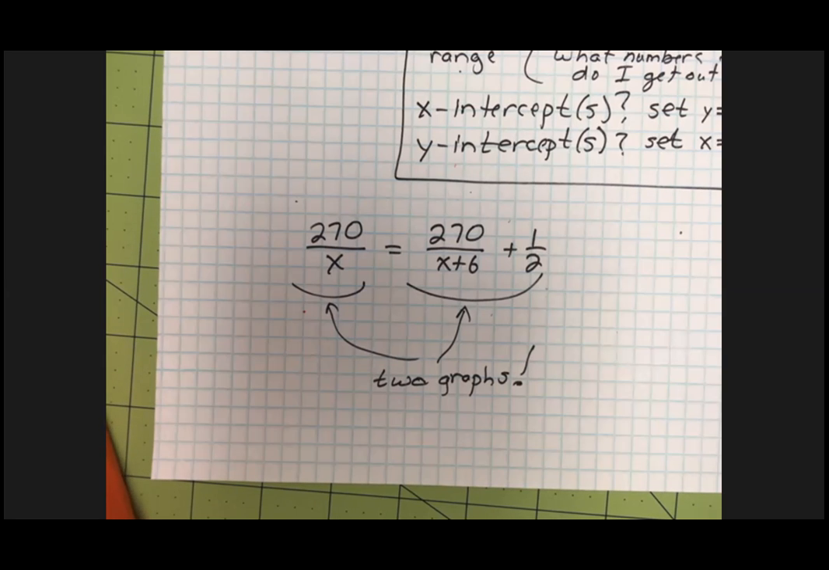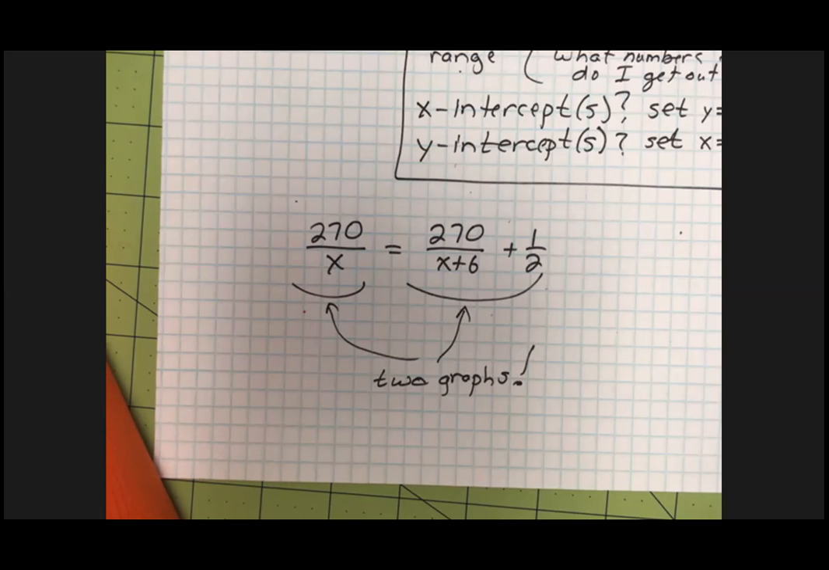Now let's draw the other one. 270 divided by x plus 6. Now 6 is such a small number compared to 270, but do you see that I just took the purple thing and moved it 6 units to the right? In a way, I just moved it 6 units to the right, but that's not what I want. I want that plus 1/2.